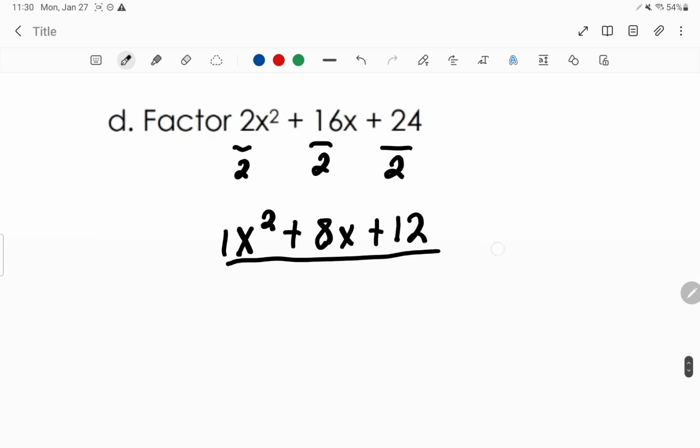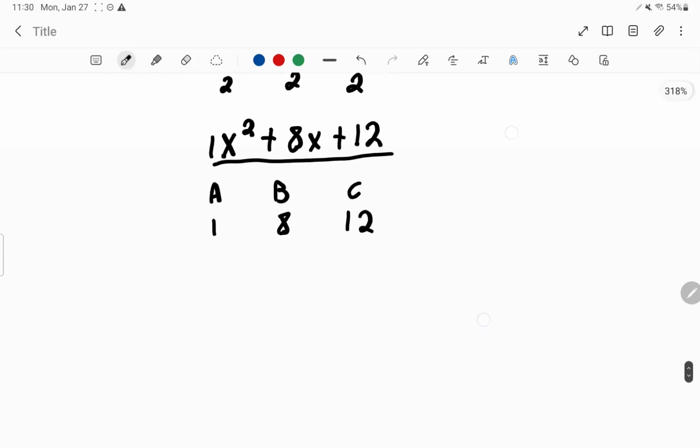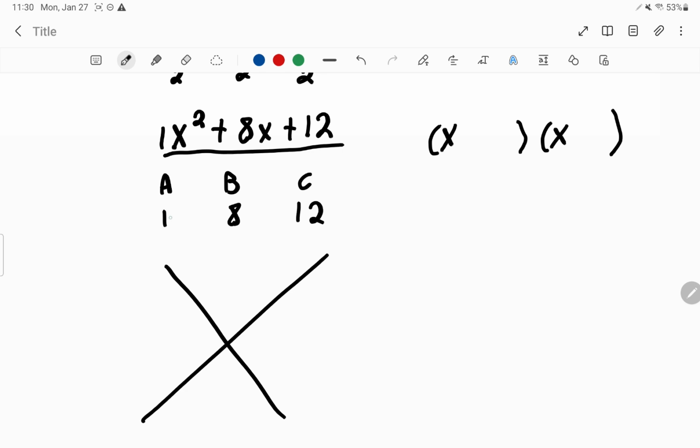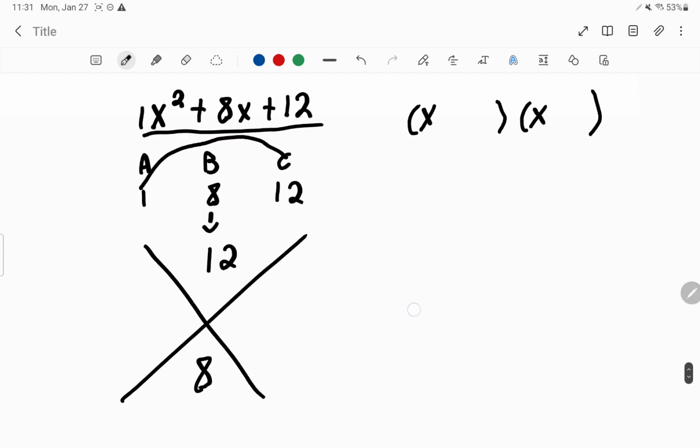So that's the new problem that we're going to be working with. So there's the one right there. So now I know A is 1, B is 8, and C is 12. Now we're going to write over here two factors. Don't forget to put your x's. And now let's solve this problem. We have a big X. We're going to multiply A times C, which is 12. And this number comes down, 8. So I need two numbers that if I multiply gives me 12, but if I add them gives me 8, sorry. So let's go ahead and do our t-shirt.